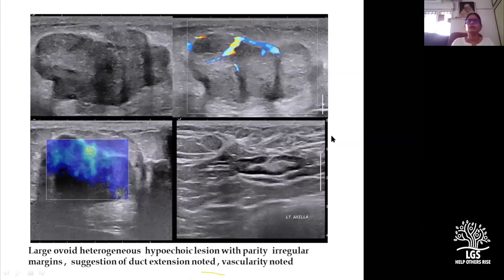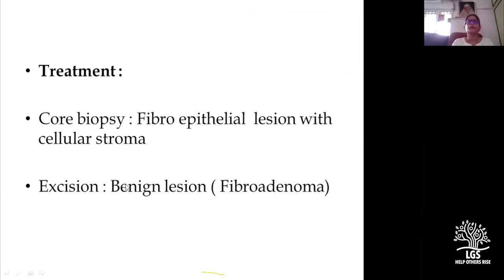We did, and the node here looks normal. This is the hilum and this is the medulla. The cortex is uniformly thick all around. So this we did a biopsy, and it turned out to be a fibroepithelial lesion with a very cellular stroma.